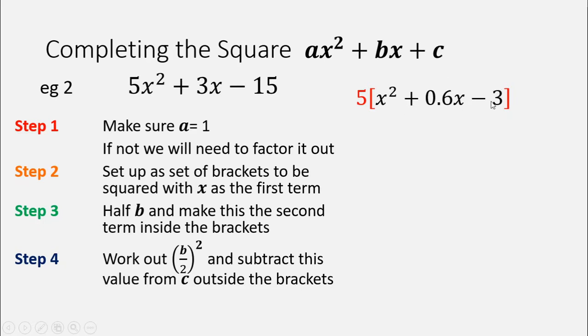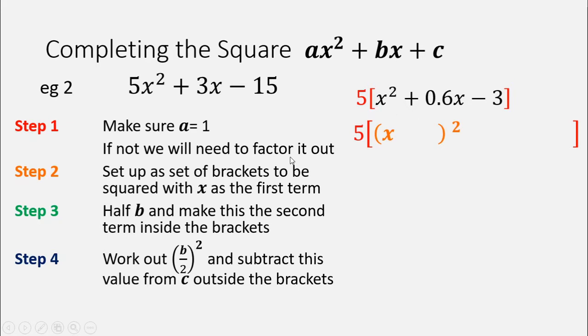Okay, now I've got a quadratic inside this square bracket here, where I've got an x squared term with no number in front of it. So I'll go ahead and on step 2, set up a set of brackets to be squared with x as the first term, inside my square brackets where I've got the 5 out front. Okay, ready to go. If I square this, it's going to give me the x squared. What's the number that needs to come after it?